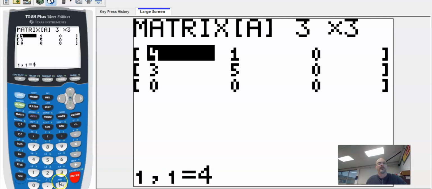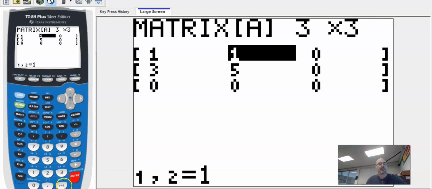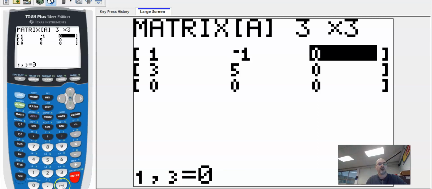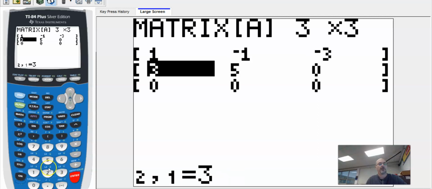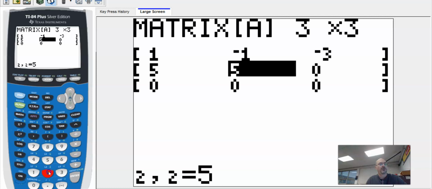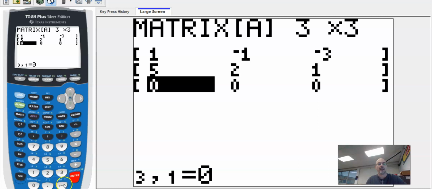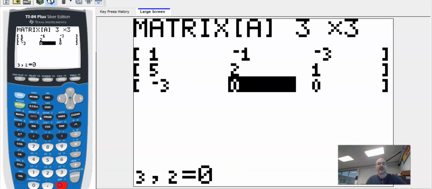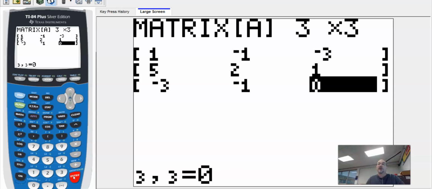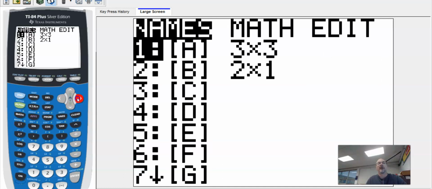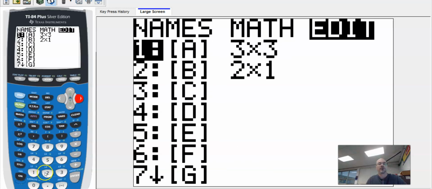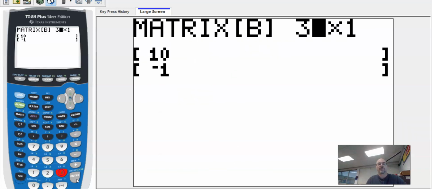Okay, so now I'm going to go ahead and put my numbers in. 1, negative 1, negative 3, 5, 2, 1. Please pause and practice this, okay? Practicing it will help you remember it better. And yes, these will be on the test, folks. All right, so there's my matrix. Beautiful. Okay, now I'm going to put in matrix B. So I'm going to go back to my matrix, go back to edit, pick number 2 this time, and it's a 3 by 1.